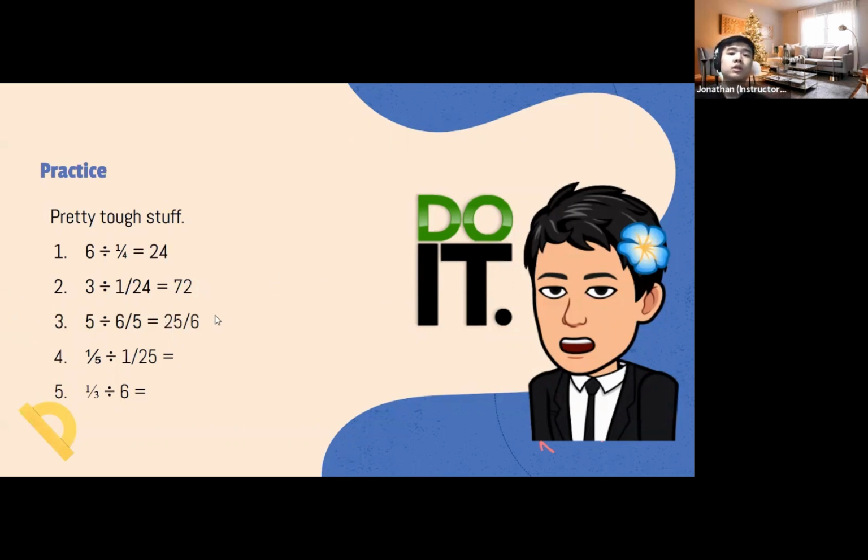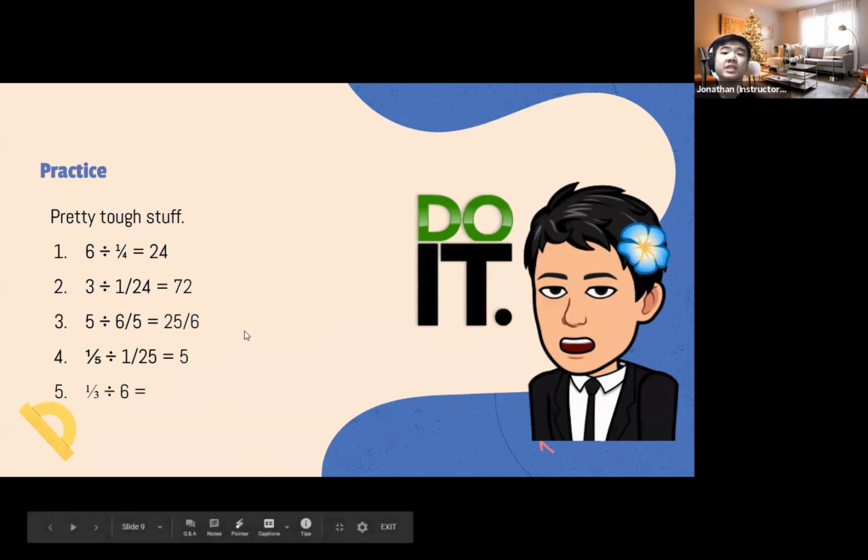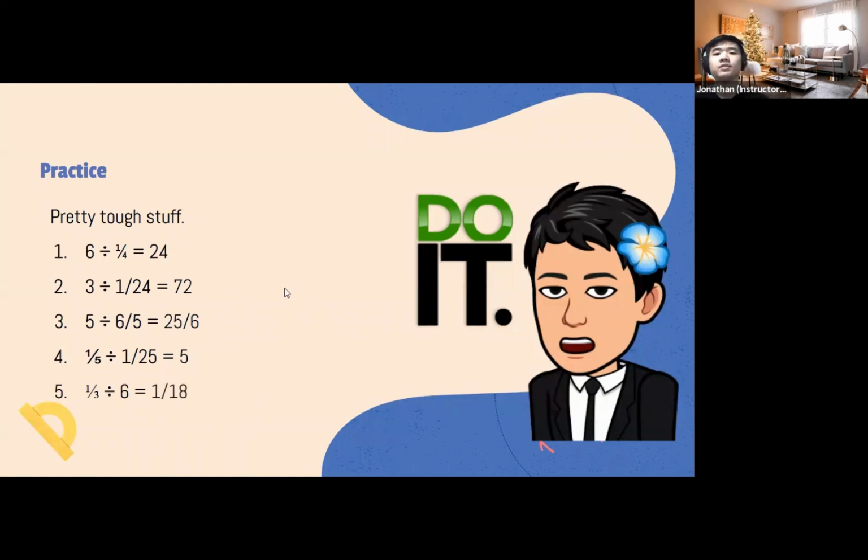Okay, so how about 4? Flip it over, it becomes 5. 1/5 times 5, 1/5 times 25 is 5. And then 1/3 divided by 6, well, you flip 6 over, so it becomes 1/6. 1/3 times 1/6 is 1/18. So yeah, a couple of these are pretty tricky because I kind of made it seem like I was gonna leave it somewhere else, but it wasn't.